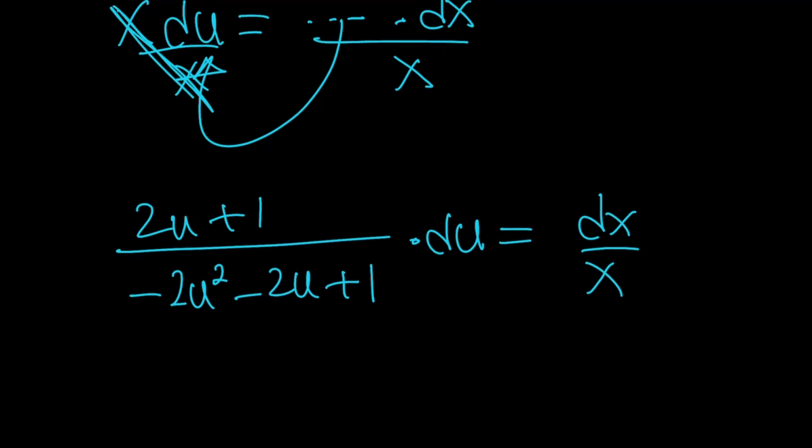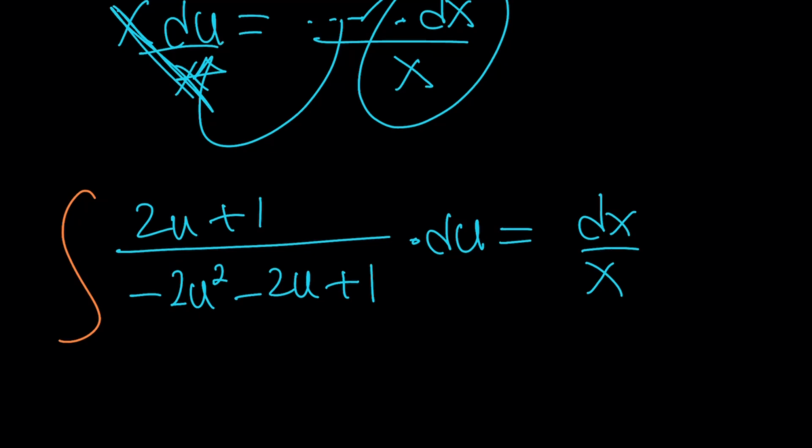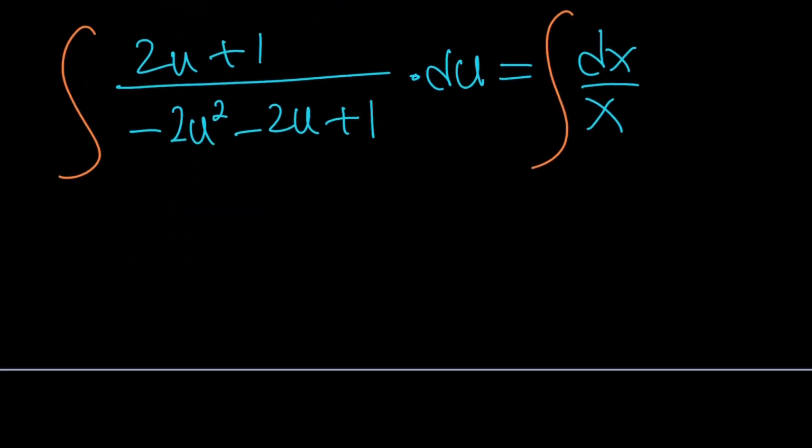This is what we have here, right? Dx over x. Awesome. Now, this is a separable differential equation, already separated. So we can go ahead and integrate both sides, and that should give you the answer as a function of u. But the problem is you have to do partial fractions here, so on and so forth.